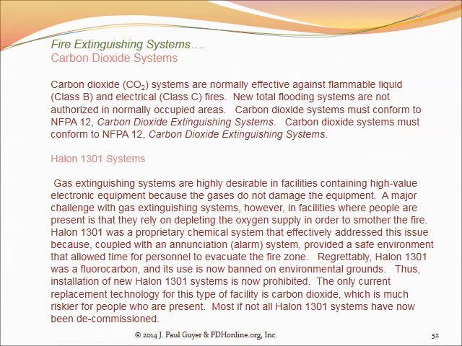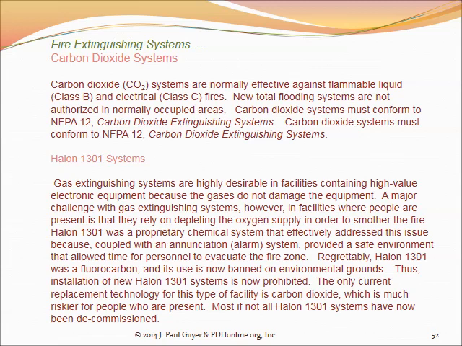with a lot of very expensive electronic equipment, you do not want to discharge water sprinklers because it'll ruin the electronic equipment. And you can't use carbon dioxide because you have humans in the room. And obviously you couldn't use a foam system.